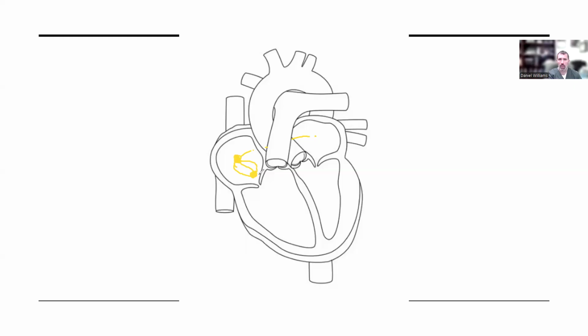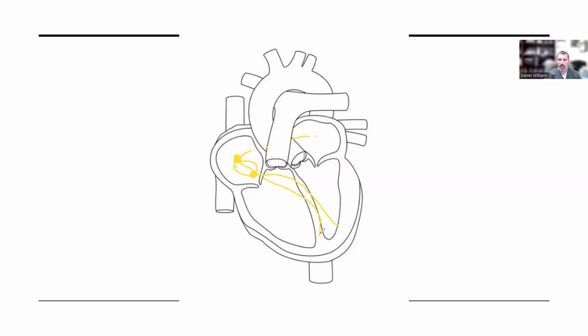From there, we're going to go through what's called the bundle of His. That bundle of His, we're going to have a branching, if you will. There's going to be a left bundle branch and a right bundle branch that split off. So going SA node, AV node, bundle of His, the left bundle branch going to the left ventricle, the right bundle branch going to the right ventricle.